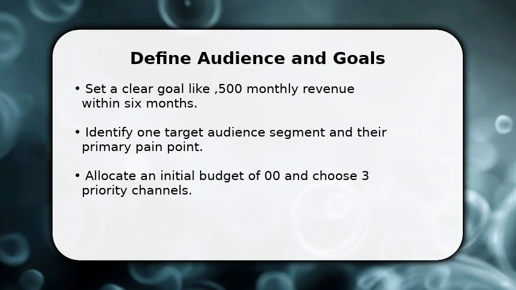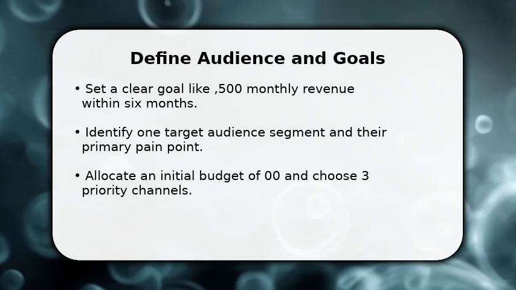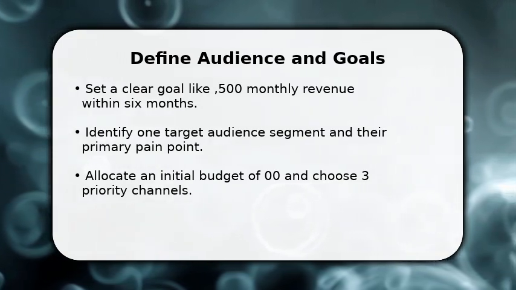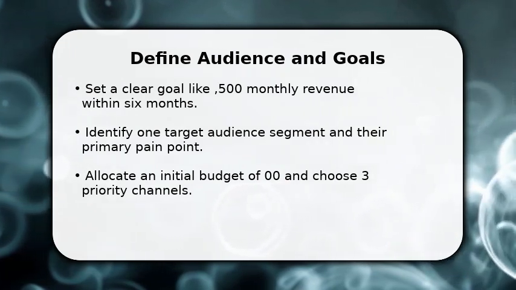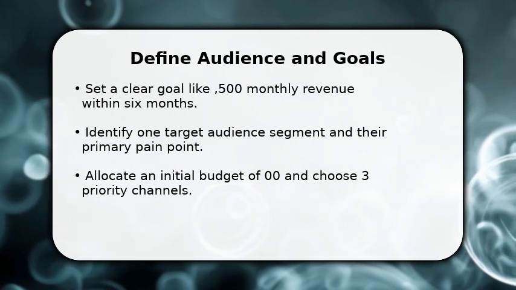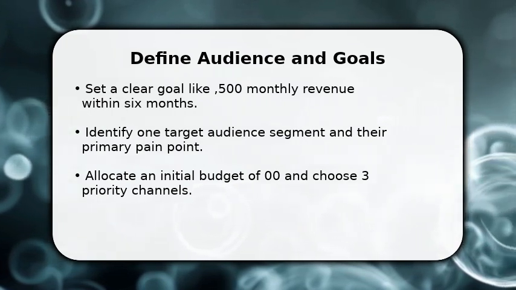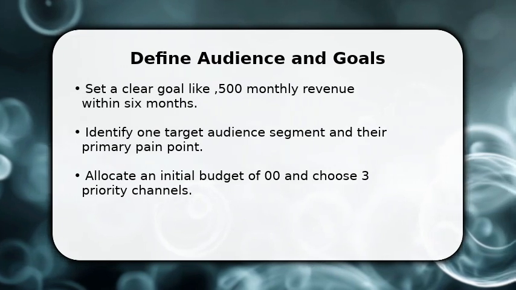Start by defining a measurable goal you can track and reach. Set a clear goal like 500 monthly revenue within 6 months. Next, identify your ideal customer persona and their biggest pain point. Identify one target audience segment and their primary pain point.